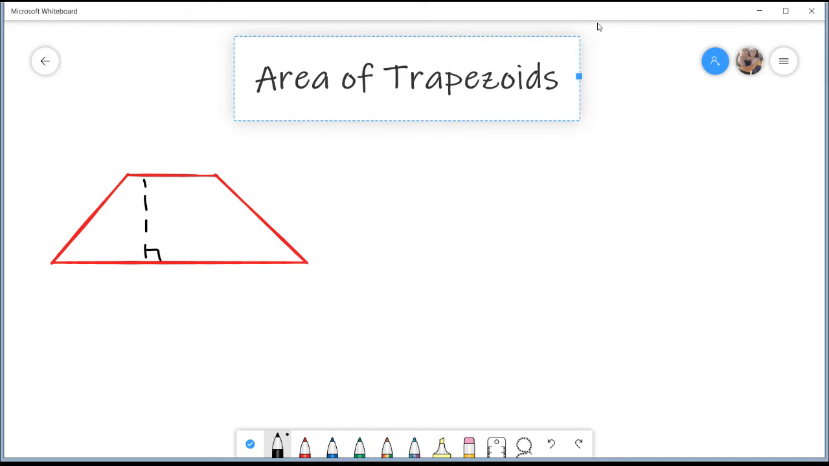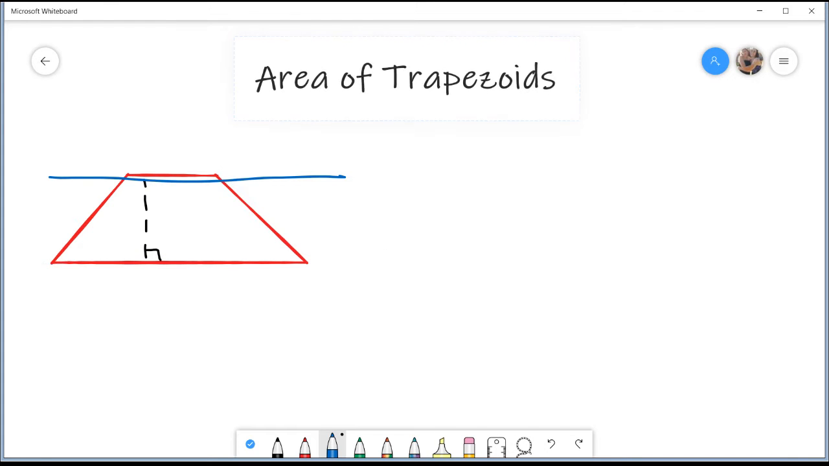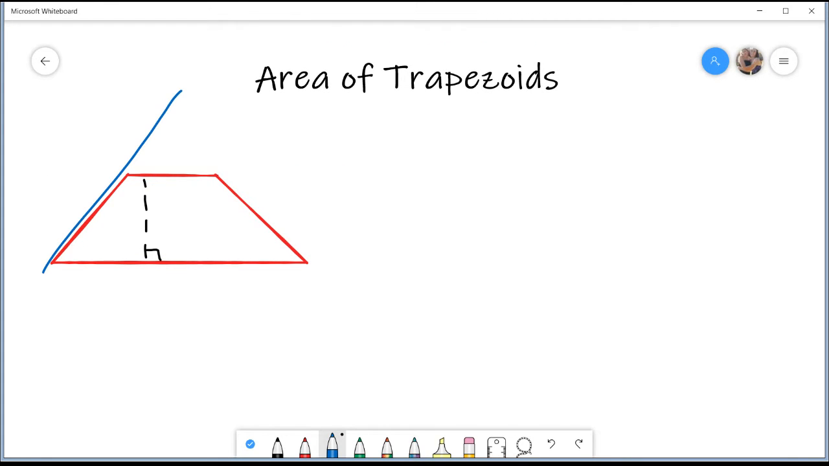We're going to be looking at how to find the area of a trapezoid. A trapezoid is a four-sided shape, but what makes it different than something like a rectangle or a parallelogram is that it only has one pair of parallel sides. That means it only has one pair of sides that will never cross if you extend them forever. The other pair of sides, if you extend them, they'll connect somewhere.